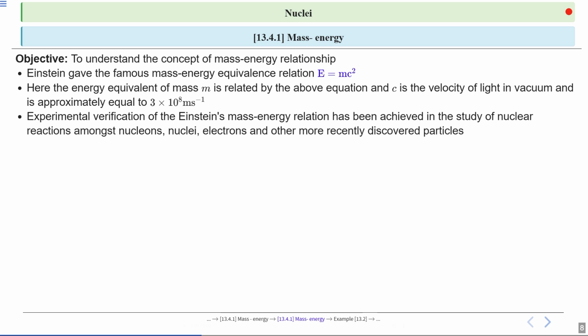This relationship isn't just theoretical, it's been confirmed by experiments, especially in nuclear physics. When we study nuclear reactions involving protons, neutrons, electrons, and other particles, we see that the change in mass matches the energy released or absorbed, just as Einstein predicted. This is why nuclear power plants and atomic bombs can release so much energy from a small amount of matter.